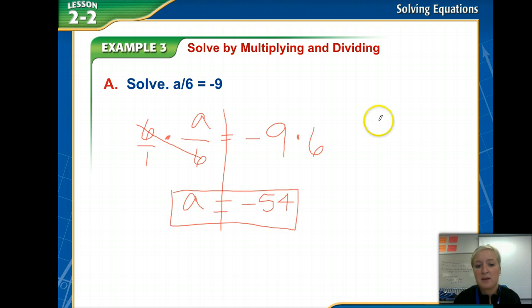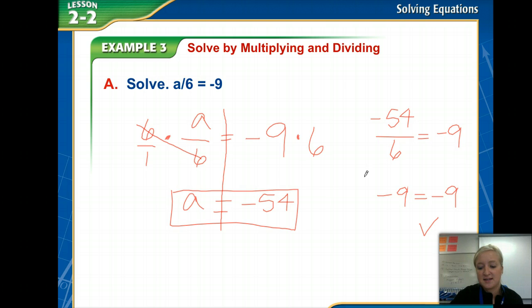So now very quickly I'm going to show you that negative 54 divided by 6 should equal negative 9. And does it? Yes, negative 9 does equal a negative 9. My answer has been checked. Let's move on to the next example.